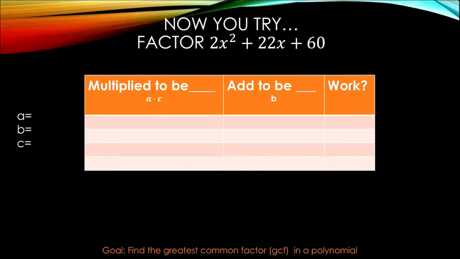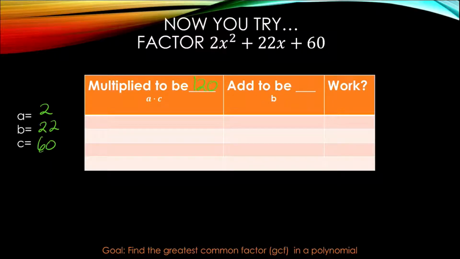All right. So I would like you to try this next one. Pause the video, see if you can figure out how to factor 2x squared plus 22x plus 60. All right. So hopefully you paused it, hopefully you tried it. Let's figure out how we would do this. First, we're identifying our A, B, and C. A is 2, B is 22, and C is 60. Okay, so 2 times 60 is 120.